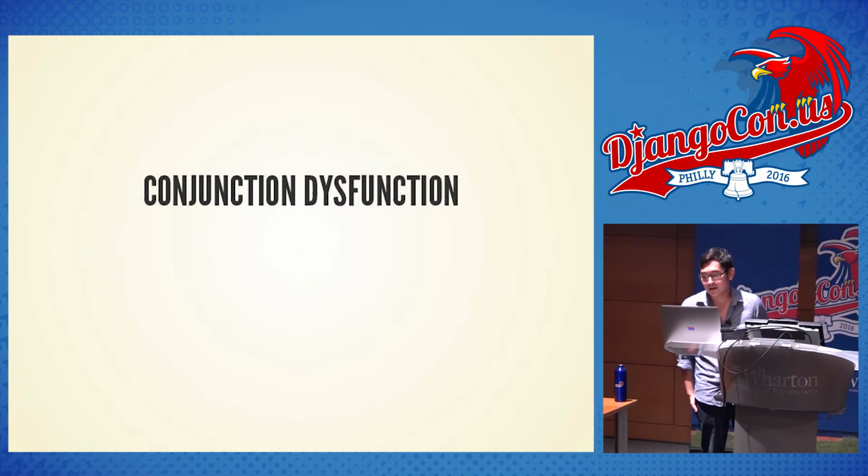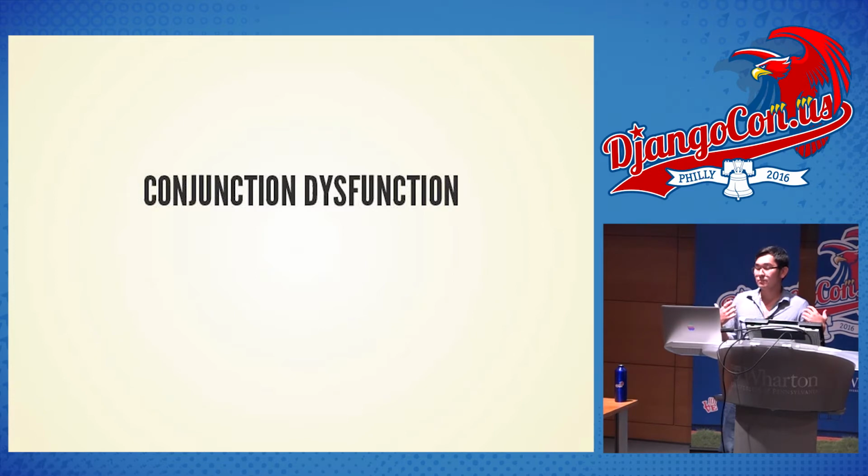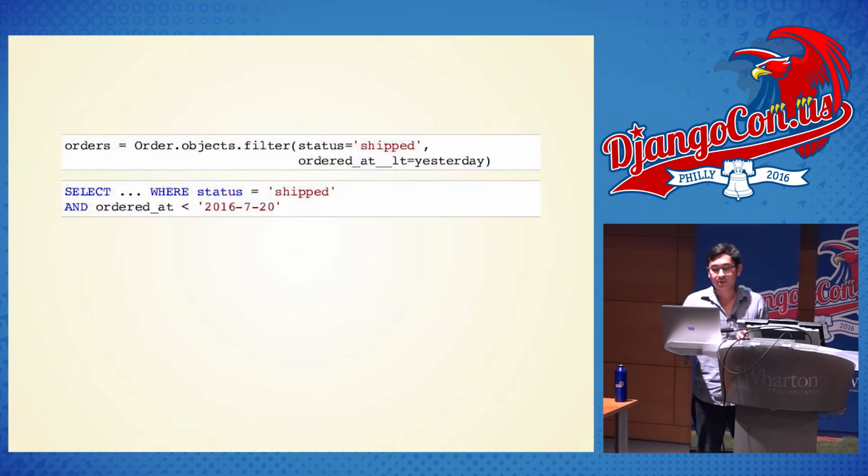Now, an interesting thing about the filter and exclude methods that we saw earlier is that when the underlying SQL is generated, it's always generated using AND clauses, right? So if we look at this example, the resulting SQL is that we select all of the orders where the status is shipped and it was ordered yesterday. That begs the question, what happens if I want to get all of the orders where the status is shipped or it was ordered yesterday, right? To answer that question, I want to look at not searching orders, but searching users.